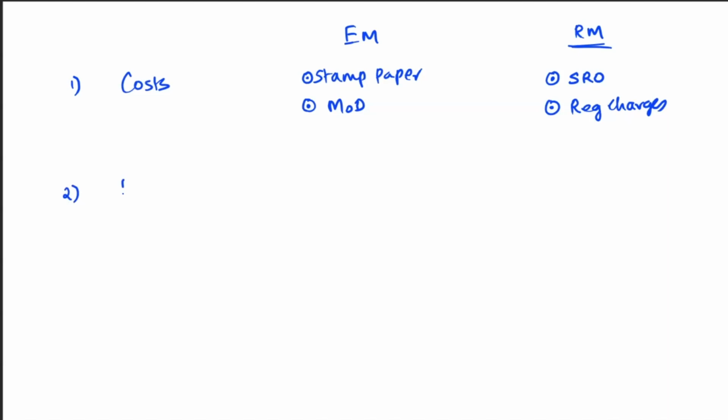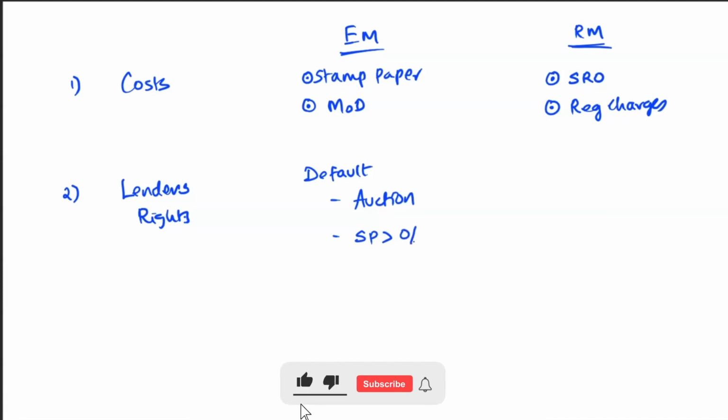Next, let's look into lender's rights. In case there is a default, under equitable mortgage, what can the lender do? Lender can go for auction. Lender has got the right because of equitable mortgage, so lender can go for auction and sell the property. And if sale proceeds are greater than the loan outstanding, then whatever the excess amount, lender will pay the borrower. And if the loan is settled fully, then without much formalities, they will return the document as well. That happens in case of equitable mortgage.